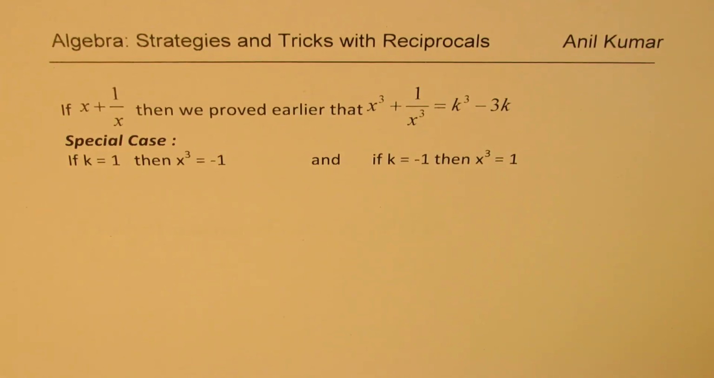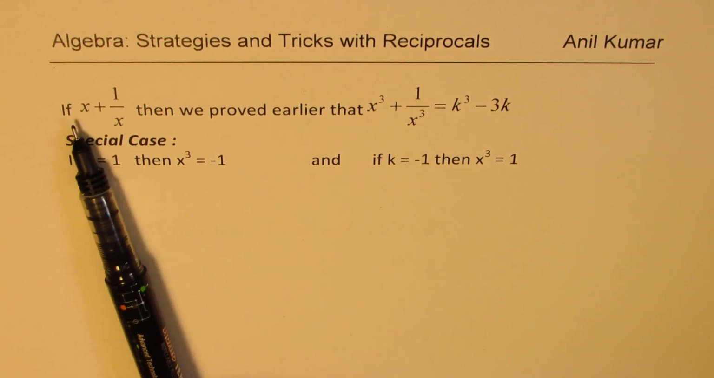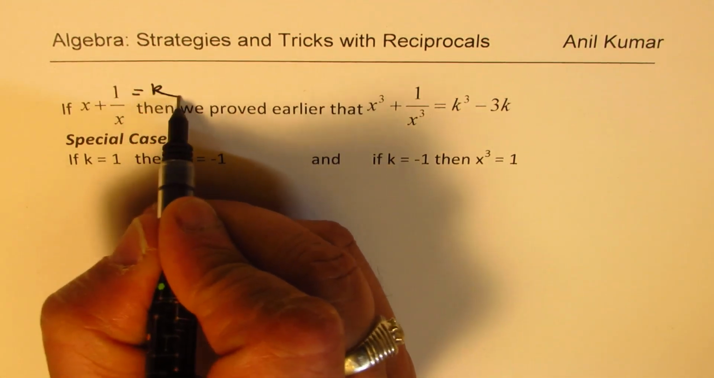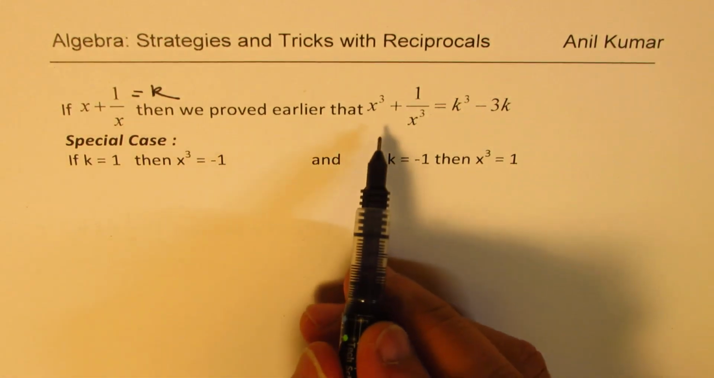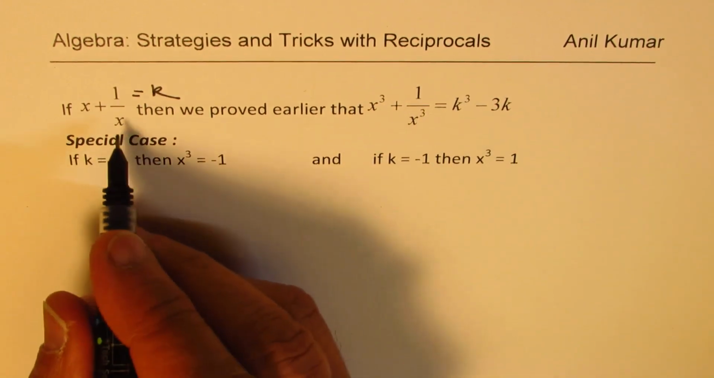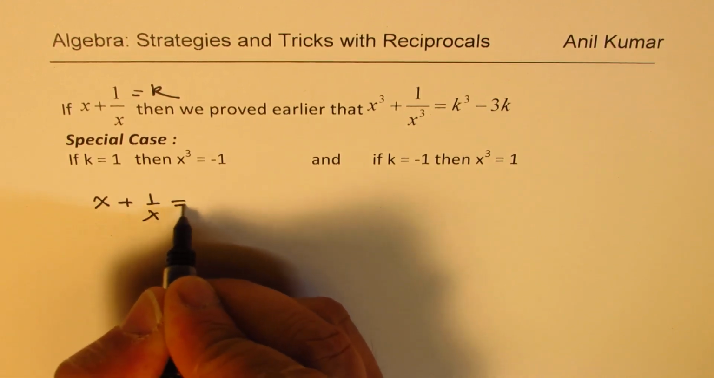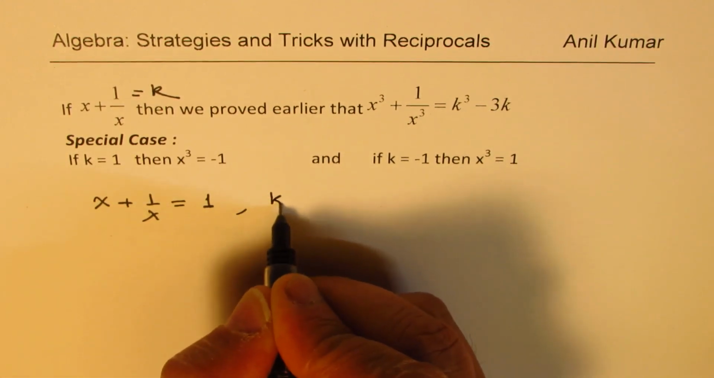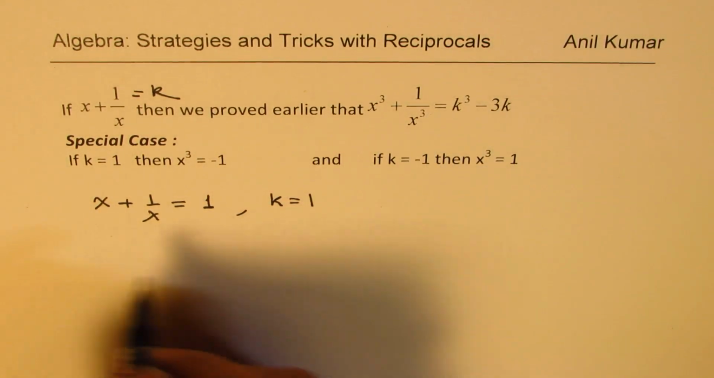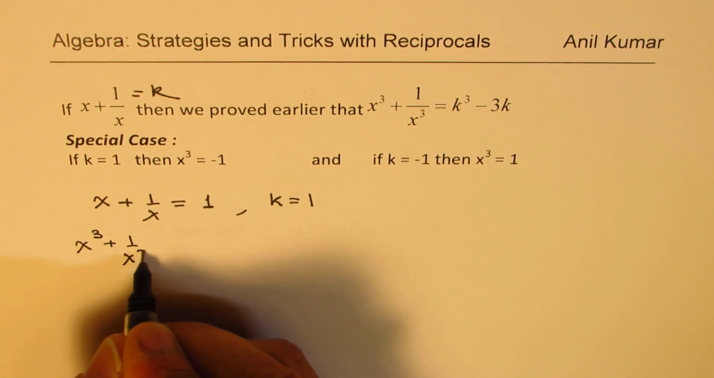Now what I have done here is taken a very special case. We learned that x plus 1 over x is equal to k, I missed this k everywhere, then we prove that x cube plus 1 over x cube is k cube minus 3k. Now if we take some special case, which is if x plus 1 over x is equal to plus 1, that is to say, if k is equal to 1, then what happens? Well, in that case, we can find what x cube plus 1 over x cube is.